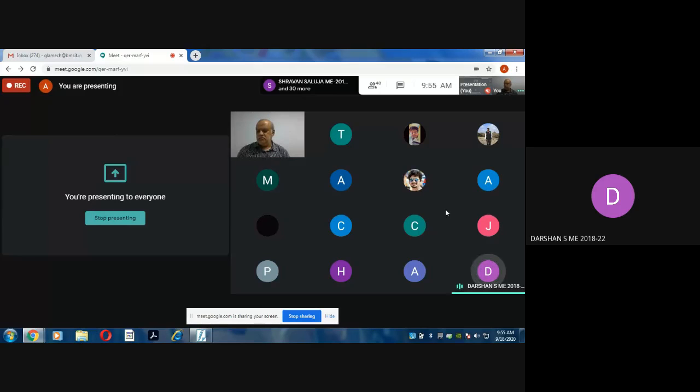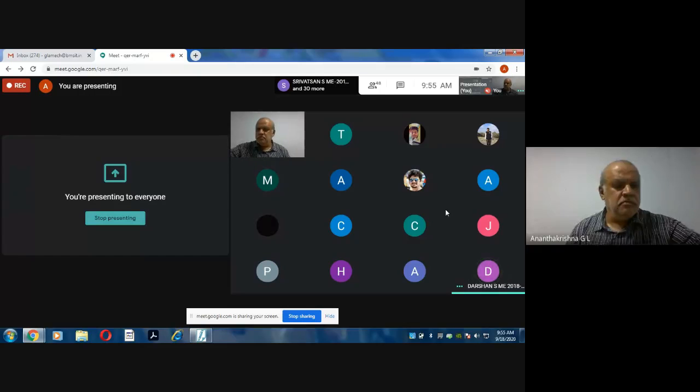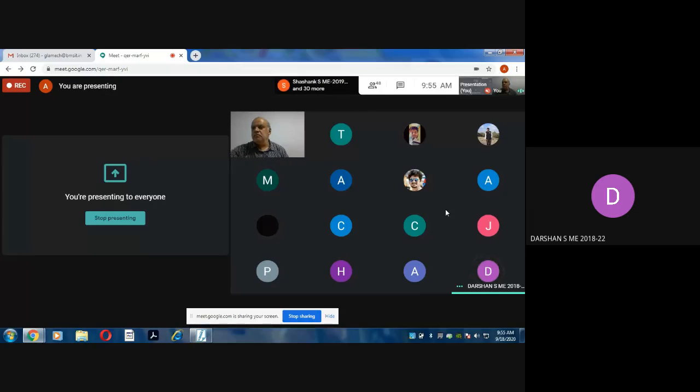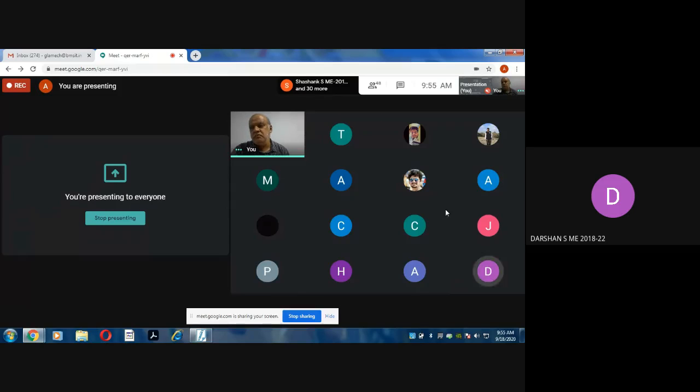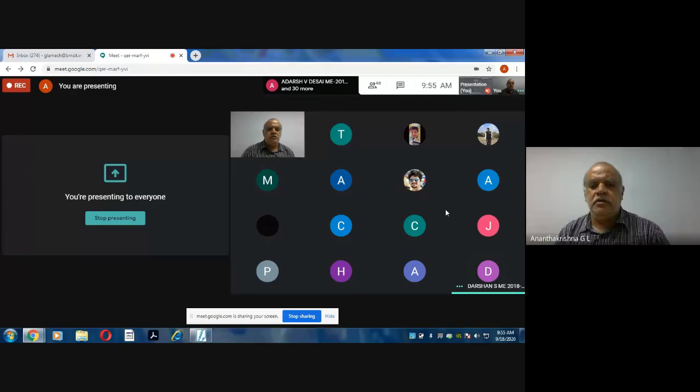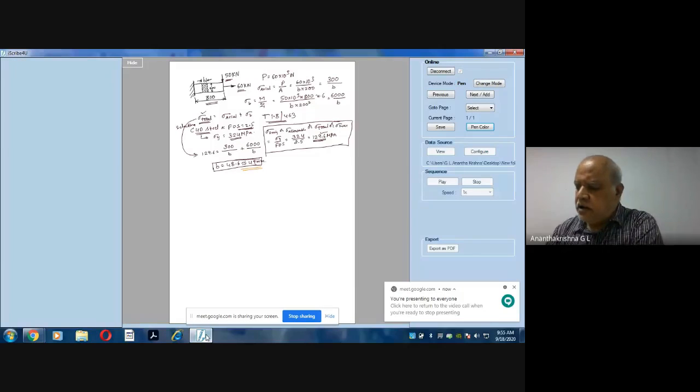Determine the dimensions of a rectangular cross-section of a cantilever beam of span 800 mm subjected to a transverse load of 60 kilonewton at its free end, limiting the maximum deflection to 0.5 mm. Assume the depth of cross-section to be twice the width. Select an appropriate material and assume a suitable value for FOS. Now, please look at the screen.